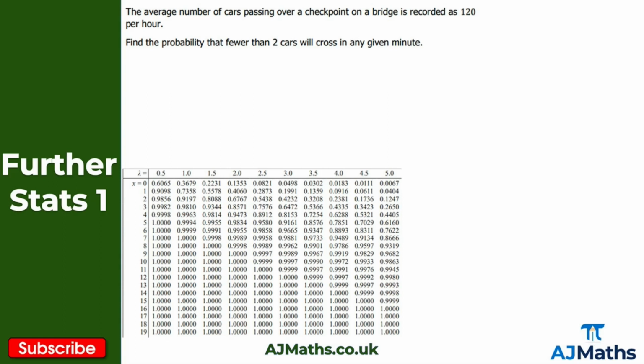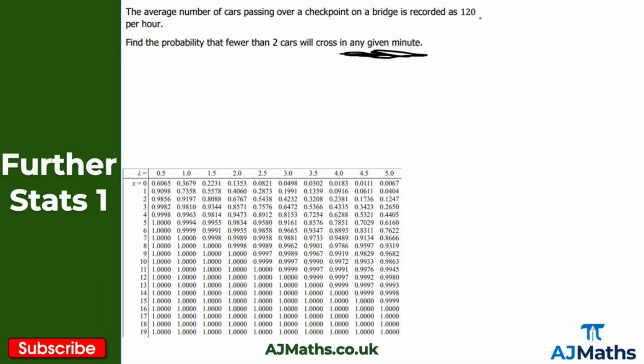So let's just read the context. What we've got is the average number of cars passing over a checkpoint on a bridge, and this is recorded as 120 per hour. Now, we're asked for the probability that fewer than 2 cars will cross in any given minute. So this is important because we start here with our interval being per hour, but the probability that we're looking for is in a given minute.